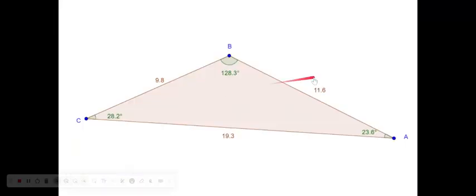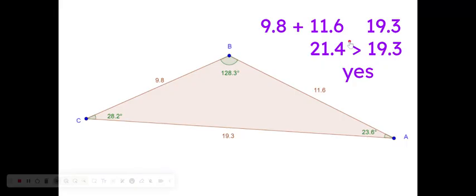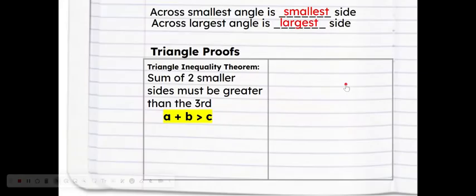So with our example right here, I can check it because I can check my two smaller sides, 9.8 and 11.6. When I add them together, I get 21.4. And that is, in fact, bigger than 19.3. So that is a triangle.